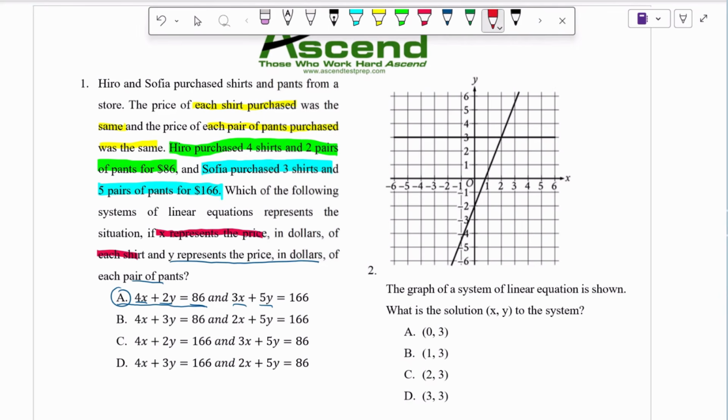Looking at 2, we've got a graph. The graph of a linear system is shown. What is the solution? You have to know that the intersection point is the solution, and it goes x comma y. So in this case, it's going to be answer choice C, 2 comma 3.